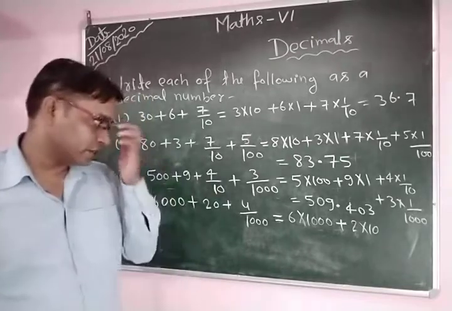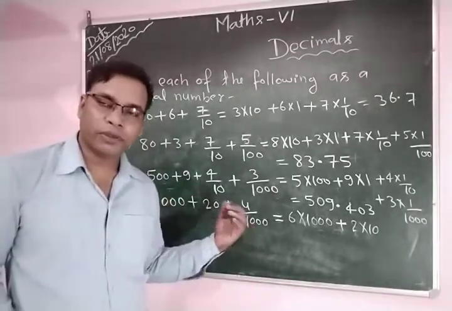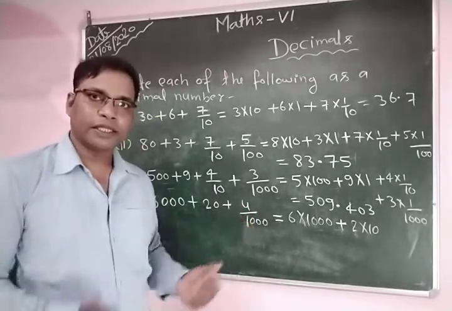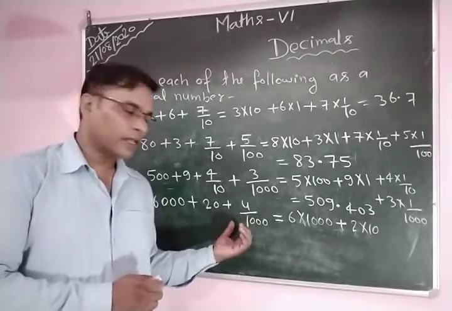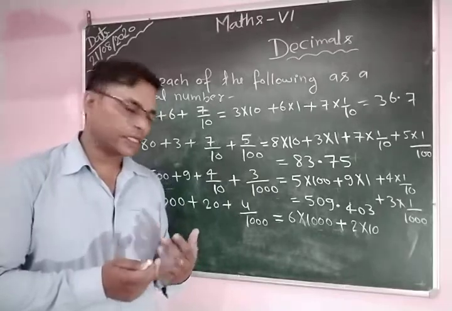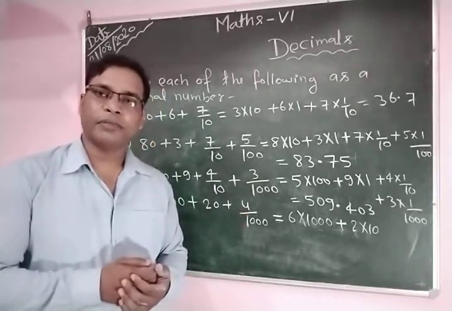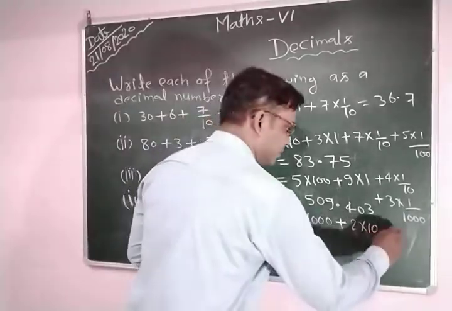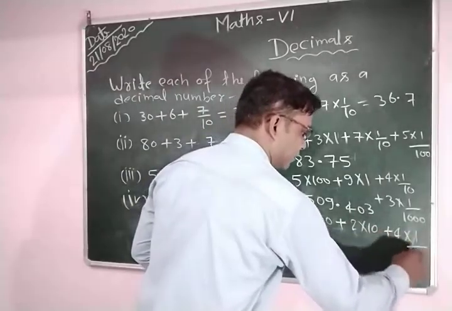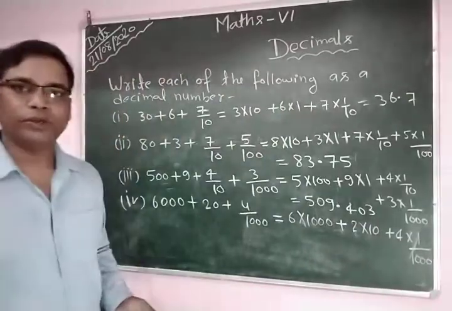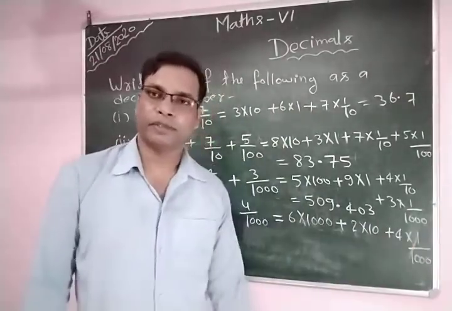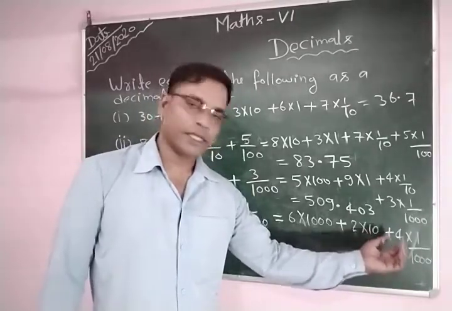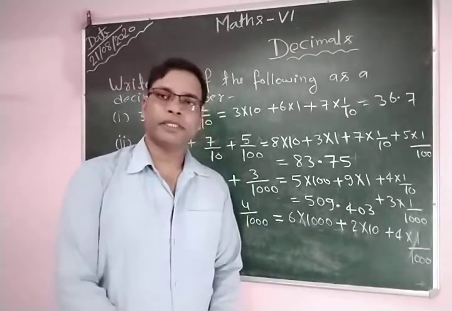Now after this we have ones, after ones is tenths. Here the tenths place is absent, so we write the value of the tenths place as 0, and after this the hundredths place is also absent here, so you can write 0 at the hundredths place. But here you can see 4, next is 4 into 1 by 1000, so this represents the thousandths place. Here also the tenths place and the hundredths place are absent.